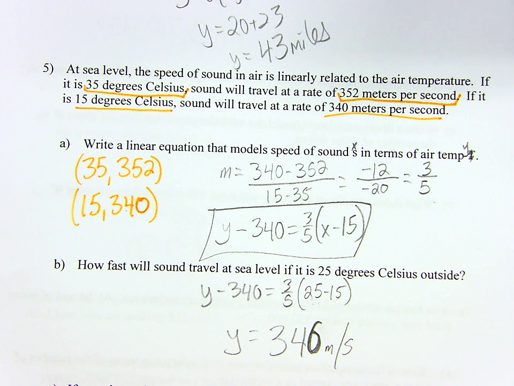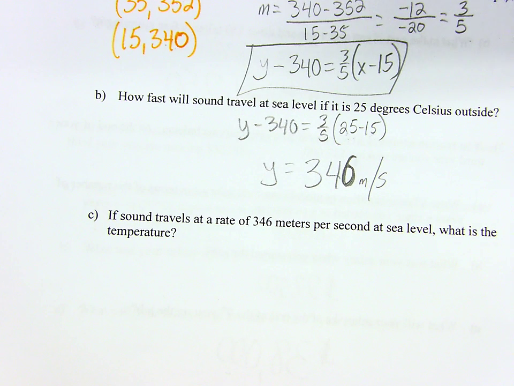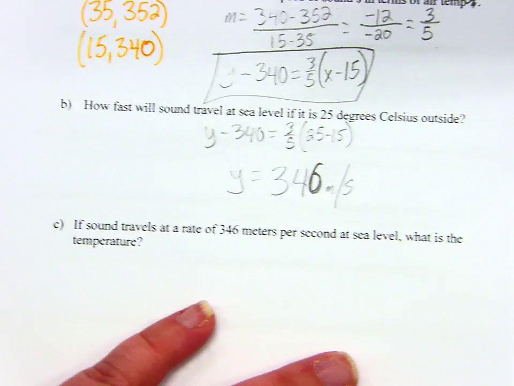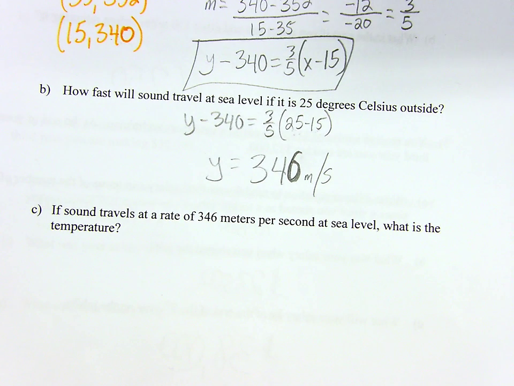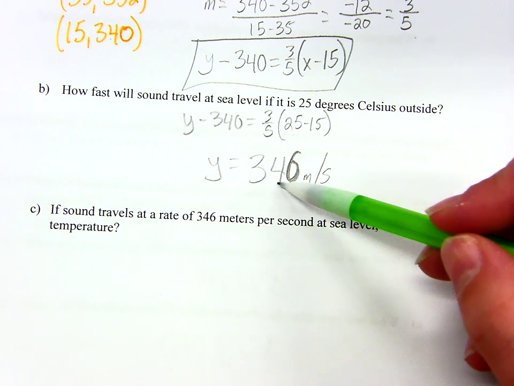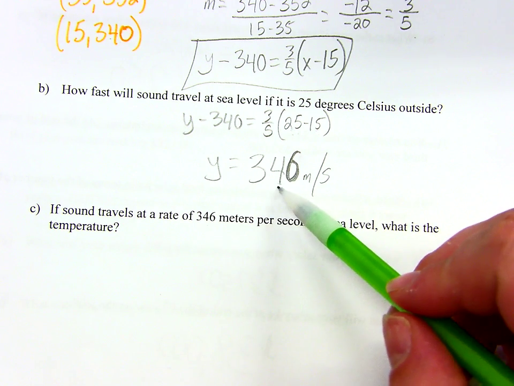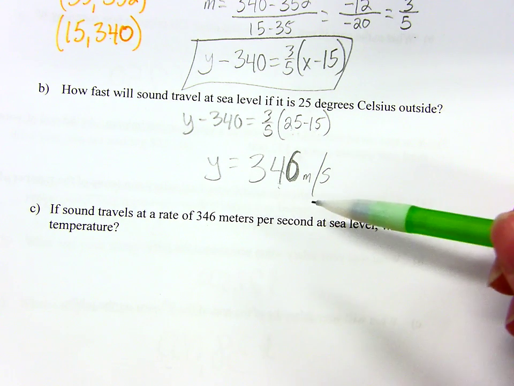And then C, you already know the answer to. If sound travels at 346 meters per second, what's the temperature? You know it. You don't even have to do any math. Unfortunately they use the same number as you just got as your answer. So if it's going 346, I already know it's going to be 25.